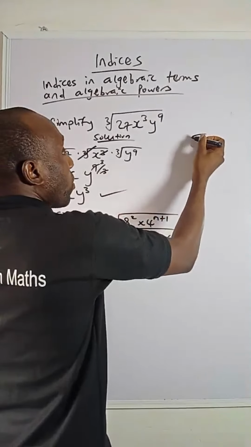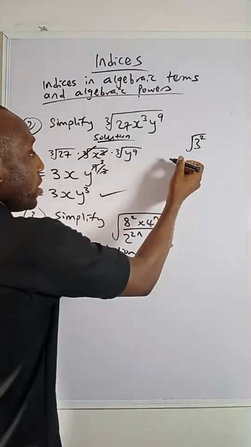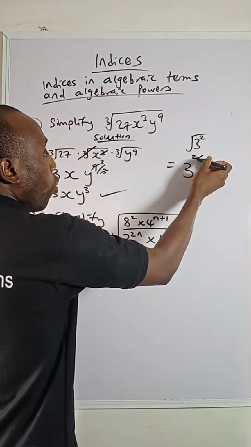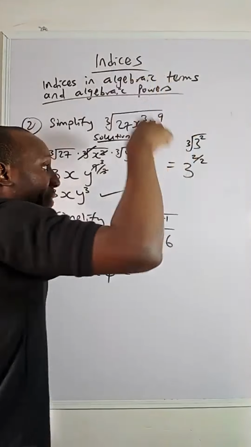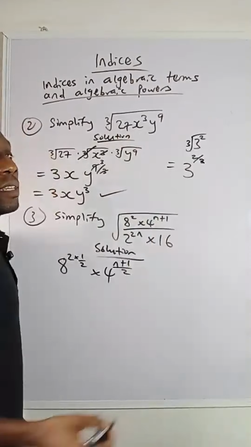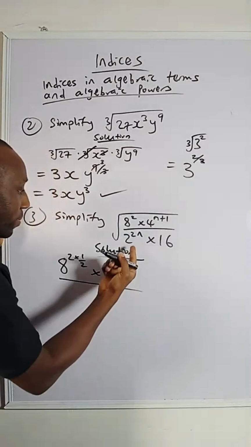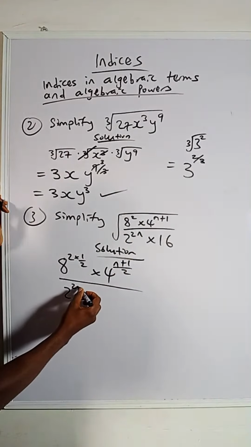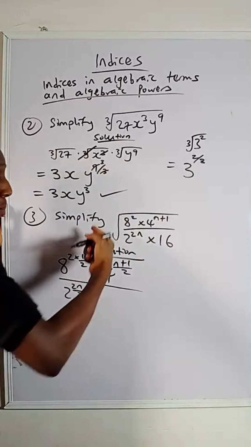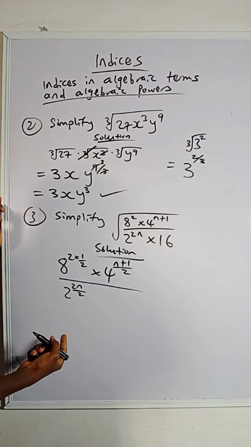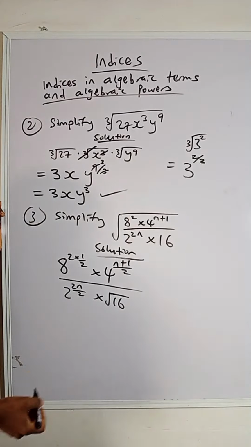If you have the square root of 3 raised to the power 2, this is 3 raised to the power 2 over 2. Divide the exponent by 2. If it is cube root, divide the exponent by what? By 3. Take note of that. So let's come here. This is 2 raised to the power 2n divided by what? By 2, because of this big radical being applied to everything. So times what? The square root of what? 16. Are you with me?